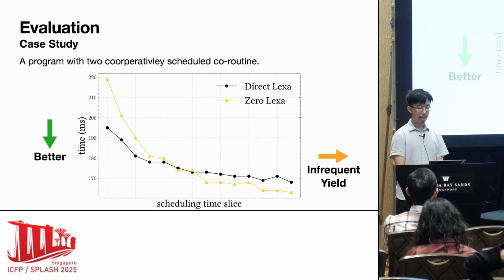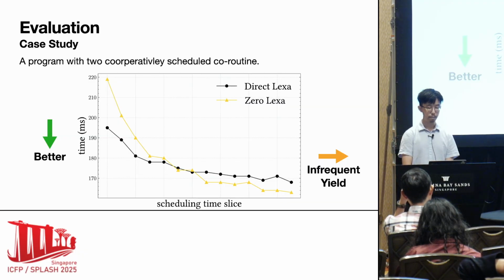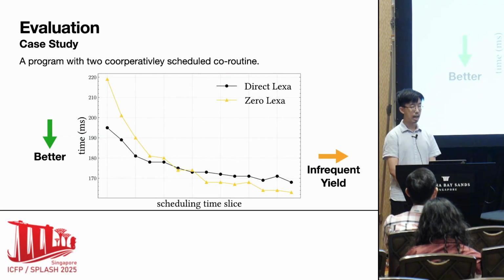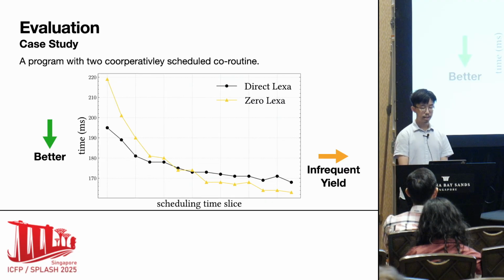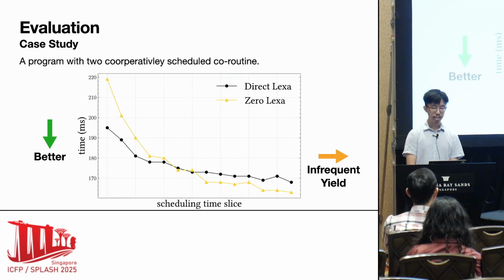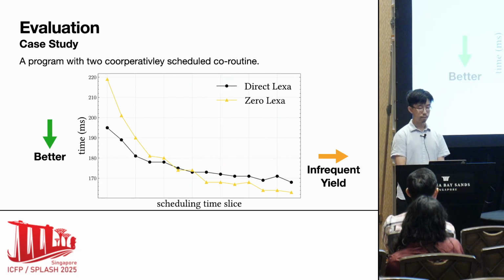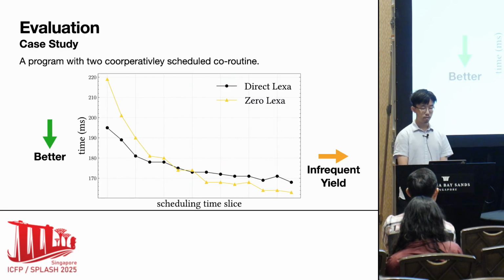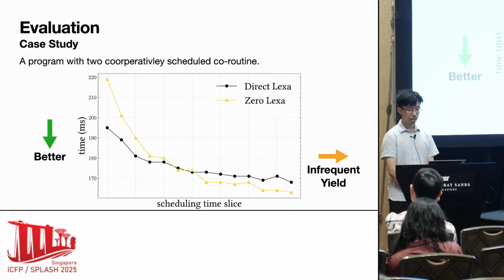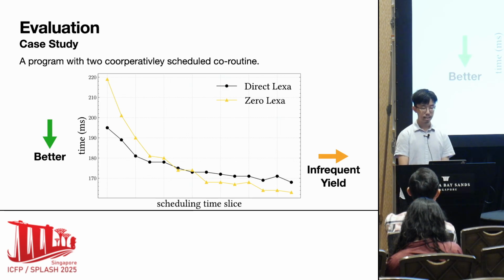On the graph, the x-axis denotes how often yield happens, and the y-axis is the time to finish the tasks. The larger the x-axis, the less frequently coroutines yield to each other. The graph indicates that when the x-axis is small, which means that yield happens frequently, the performance of the zero overhead technique is bad due to the cost of frequent stack walking. However, as the x-axis moves to the right, yield happens infrequently, and zero overhead starts to have a performance advantage.